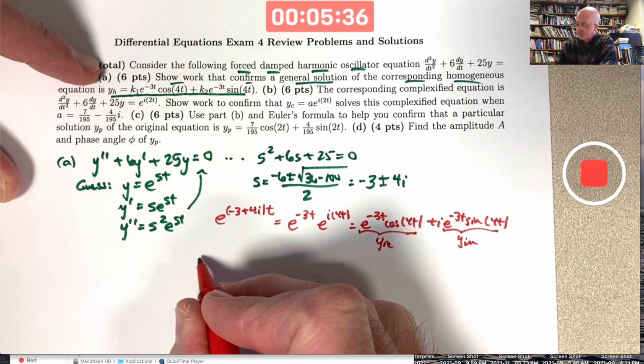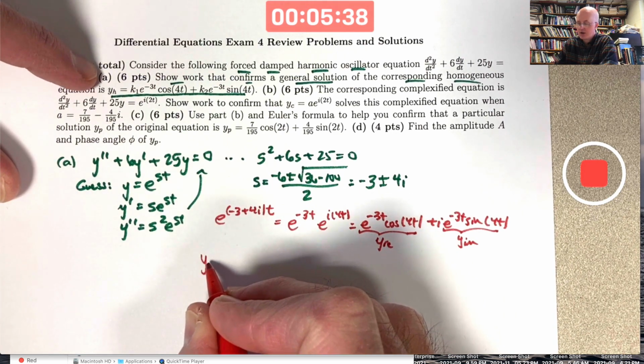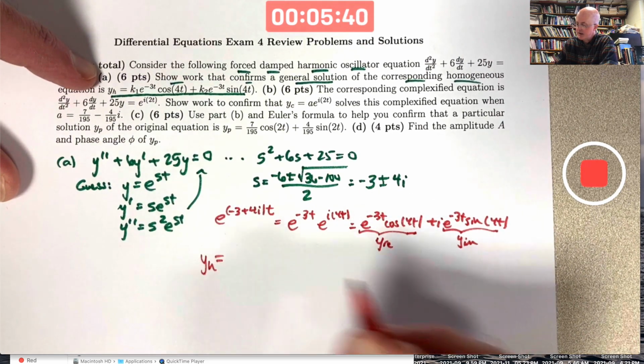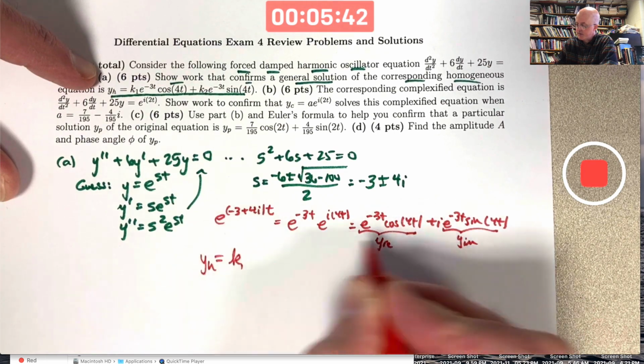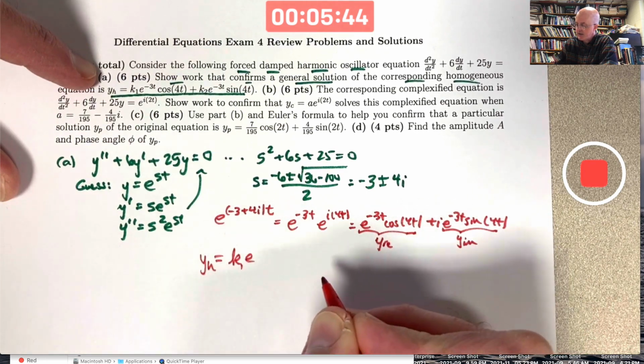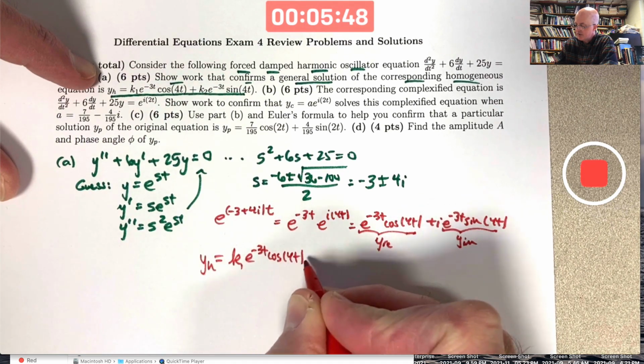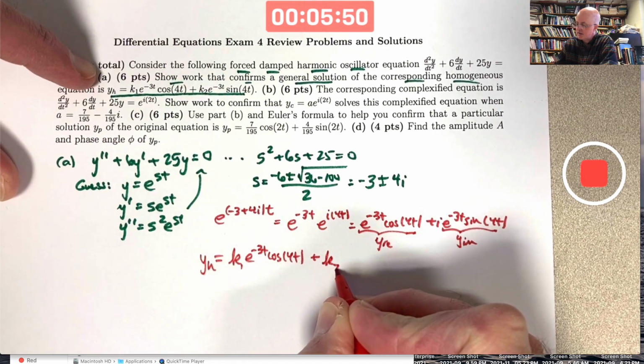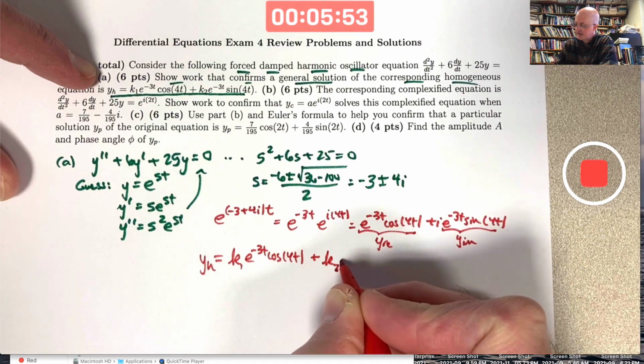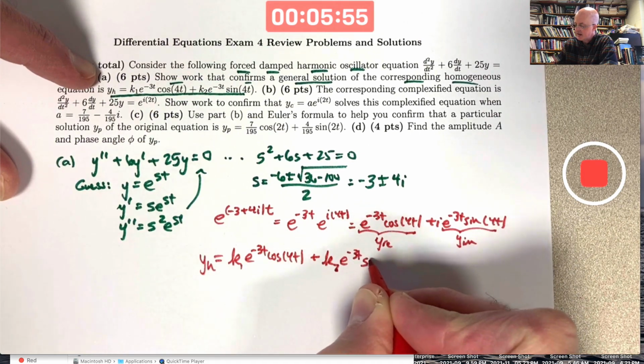So we get the general solution, go ahead and call it y sub h for homogeneous, is k1 times the first function y re, that's e to the negative 3t cos 4t, plus another arbitrary constant k2 times the second function y im, that's e to the negative 3t sine 4t.